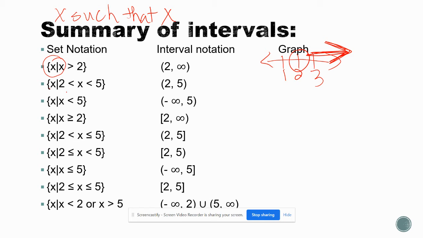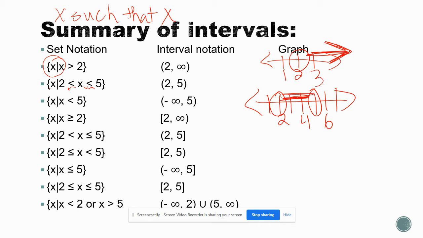X such that 2 is less than x is less than 5. Again, these are not equal to. Our left side is 2, our right side is 5, and they have parentheses. On a graph, this would be an open circle at 2, an open circle at 5, and shading in between.